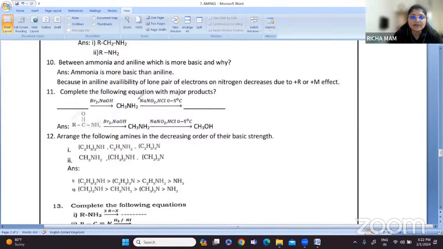Next one: complete the following equation with major products. Complete this equation. Here you can see what will be my starting reactant and what will be my final product.